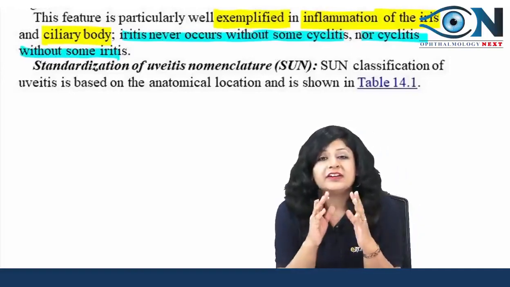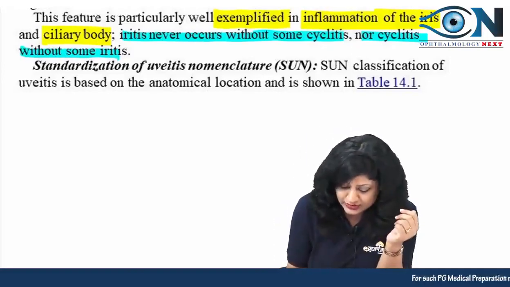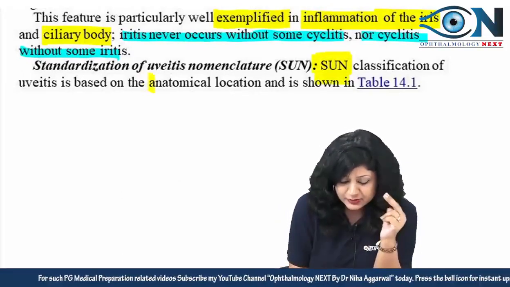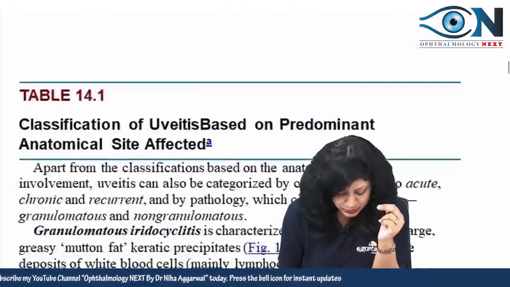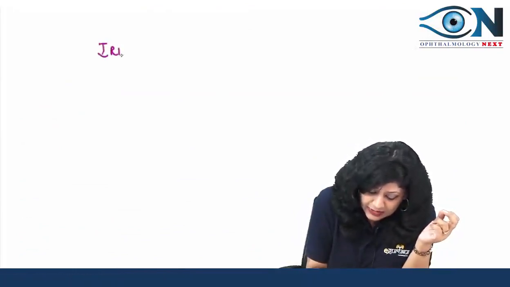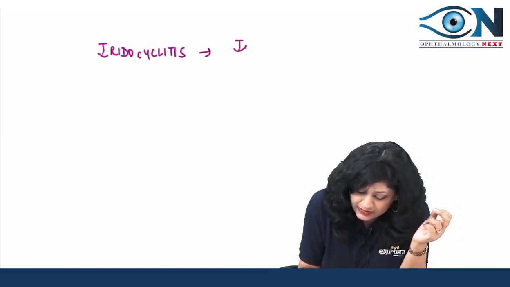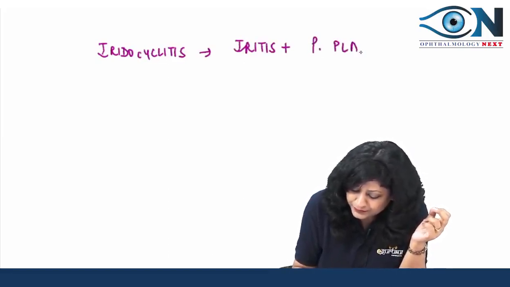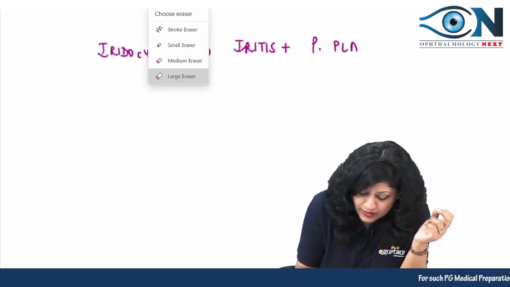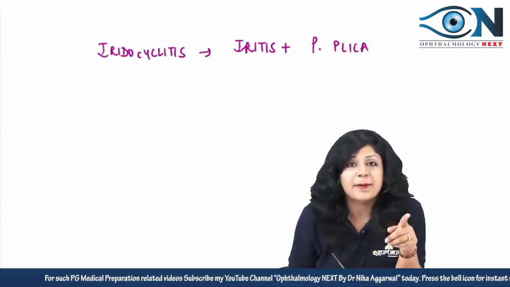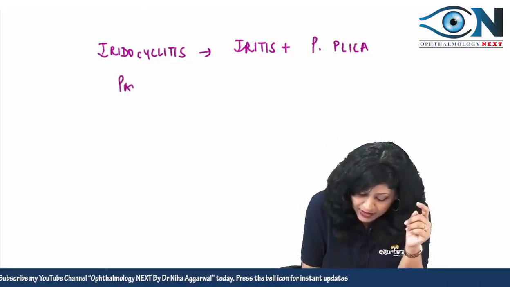So if you go with the Standardization of the Uveitis Nomenclature, this is your SUN classification. It is based on the anatomical location. So according to anatomical location, I can call it iridocyclitis, meaning it contains the iritis along with the pars plicata. That means it is involving the pars plicata part of the ciliary body, pars plicata inflammation, so iris plus the pars plicata. Then we can have the pars plana.